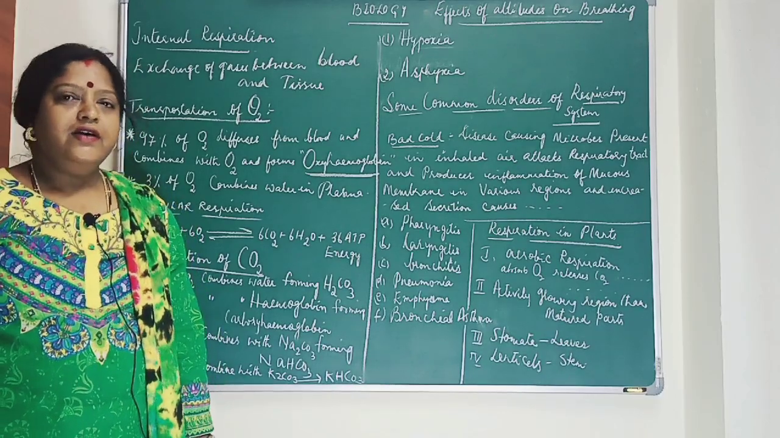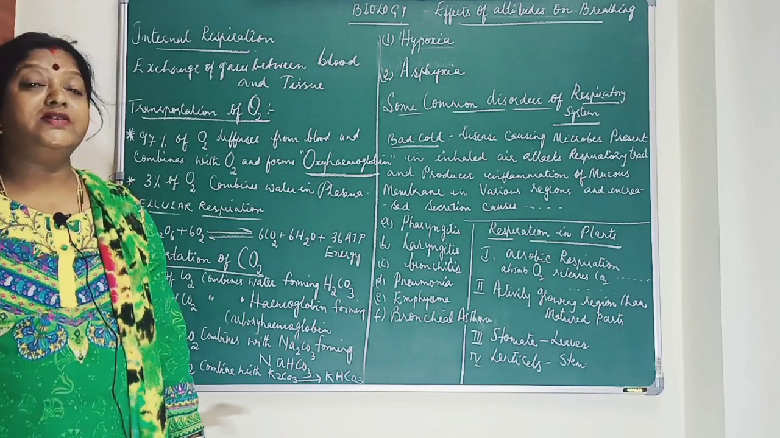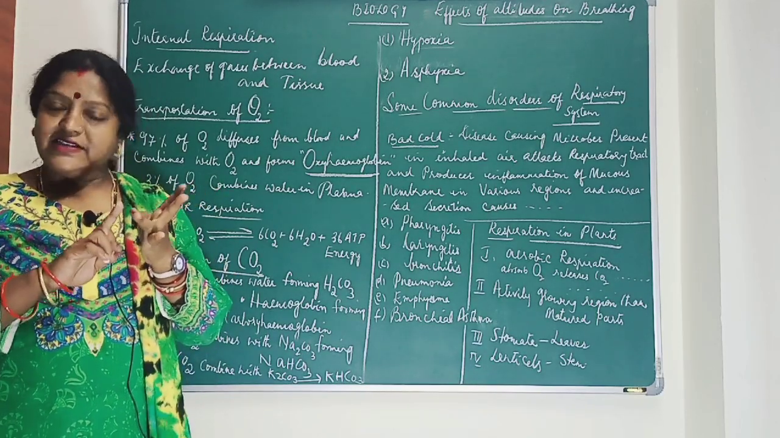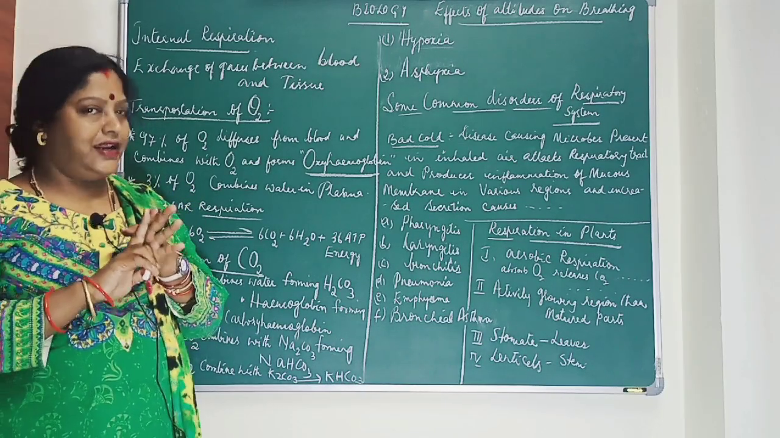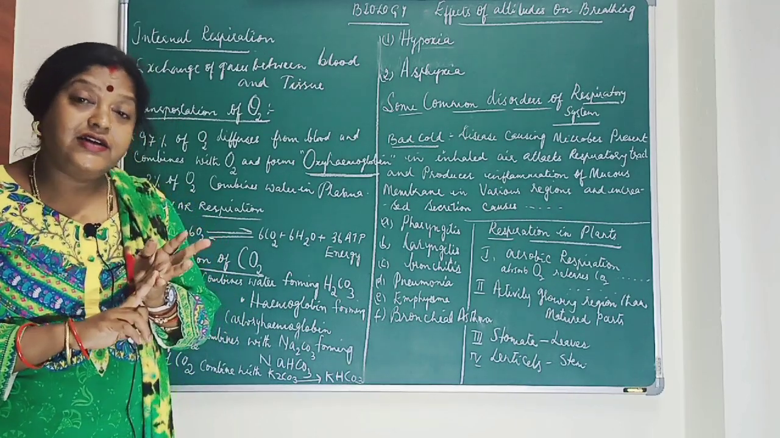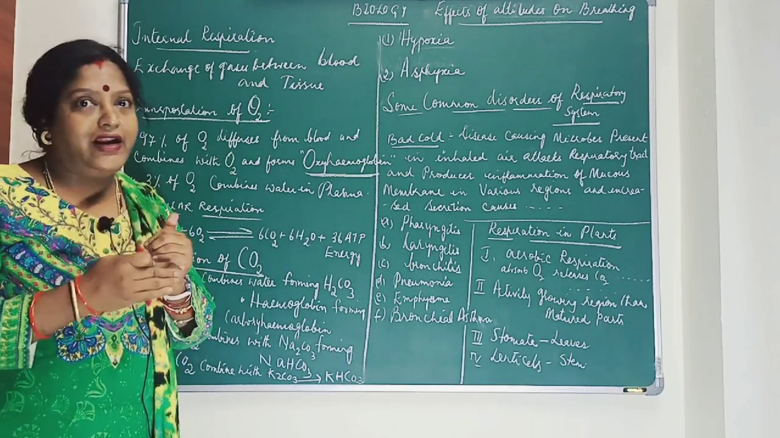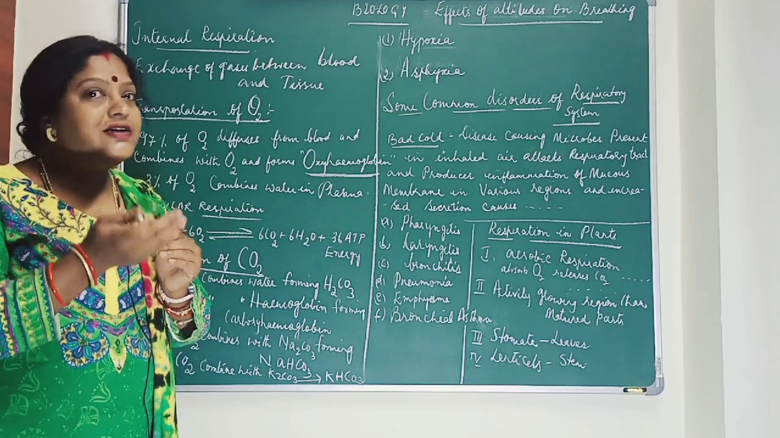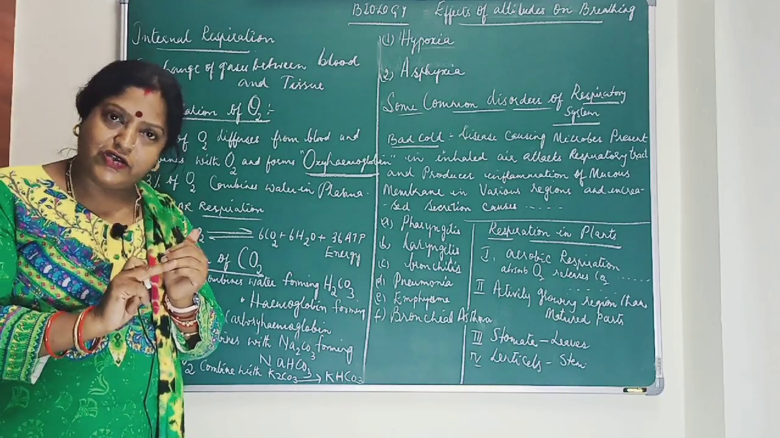Good morning, children. So yesterday we studied that respiration is a complex, continuous process and is completed in 4 steps: breathing, external respiration, internal respiration and cellular respiration. We studied that internal respiration is the exchange of gas between blood and tissue, that is, oxygen from the blood enters into the tissue and carbon dioxide from the tissue enters into the blood.